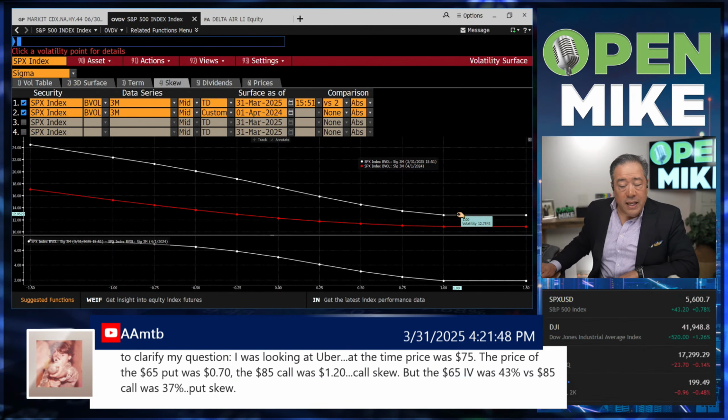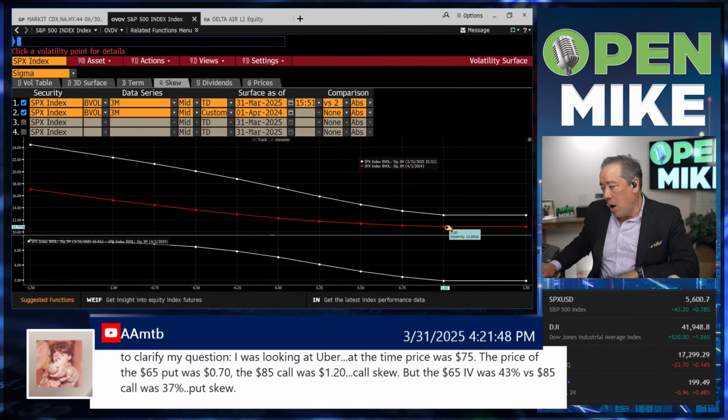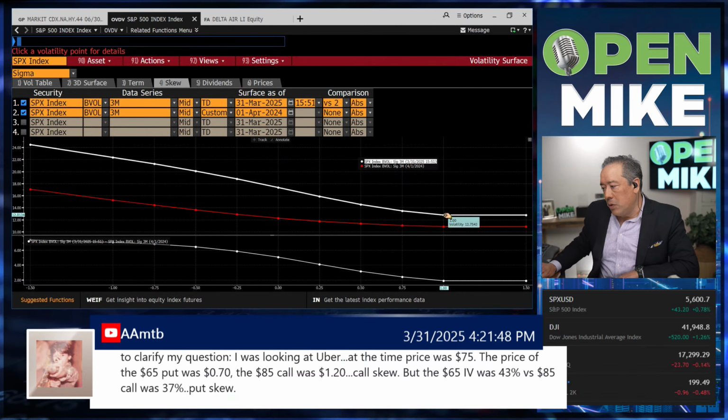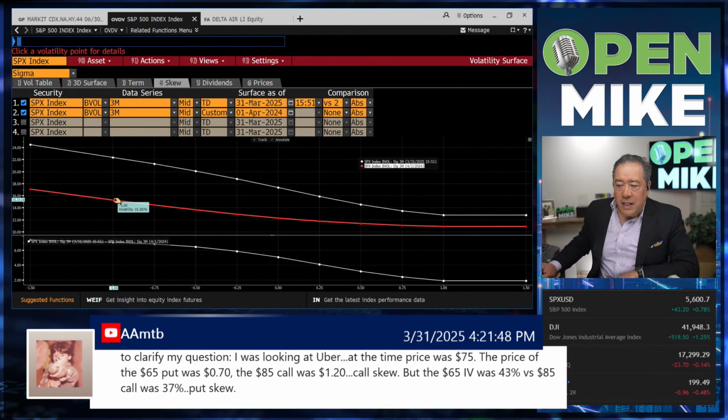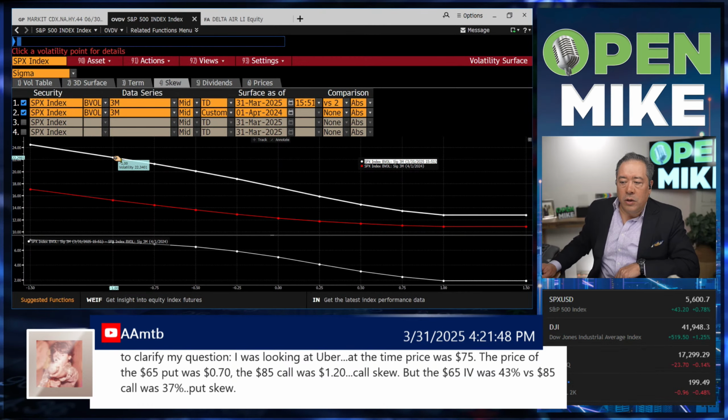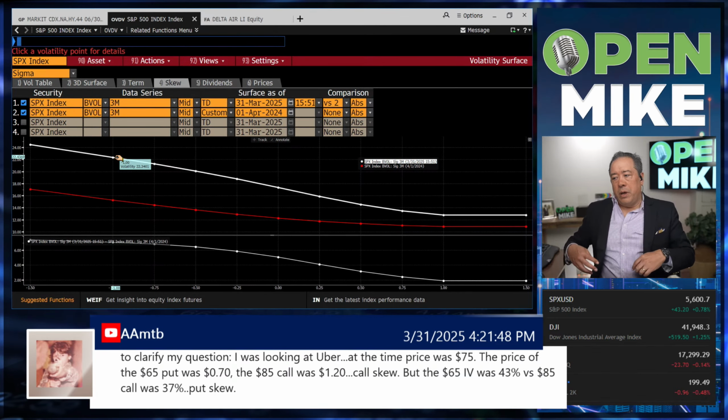So call volatility is higher than it was a year ago. Up 1 standard deviation, we can see that it went from 10.9-ish a year ago to 12.8, all right? But if we go down 1 standard deviation, we can see it went from 15.3-ish to 22.3.